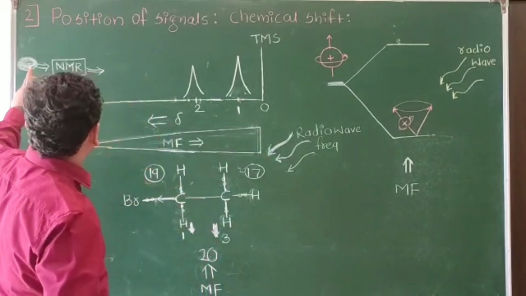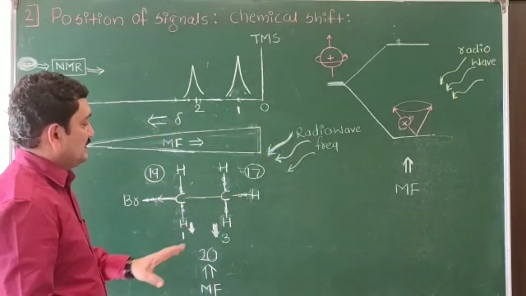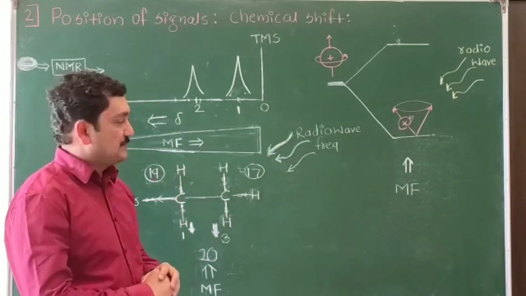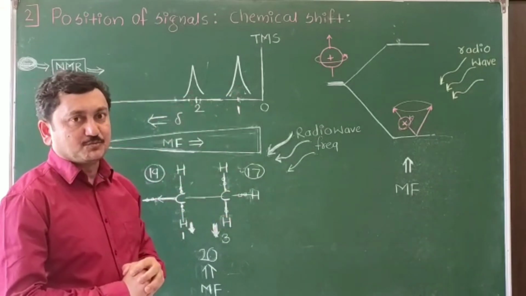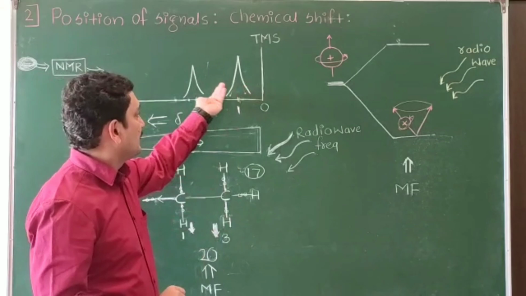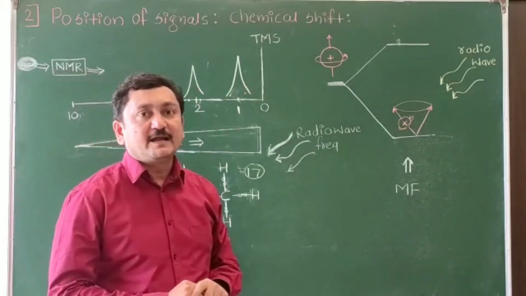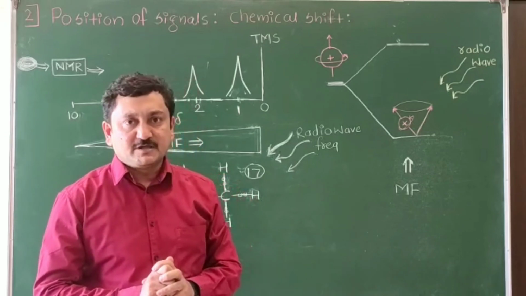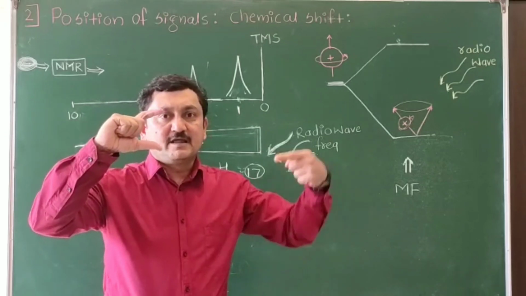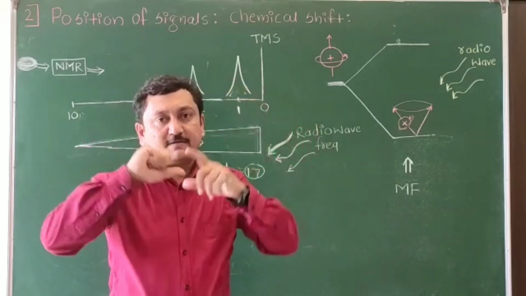Now suppose our unknown compound is ethyl bromide, CH3CH2Br. This is the signal of CH3, this is the signal of CH2. We are getting the signals at different positions. Why it gives signals at different positions, we will see. We will perform the experiment first by keeping the magnetic field constant, and we will change the radio wave frequency.